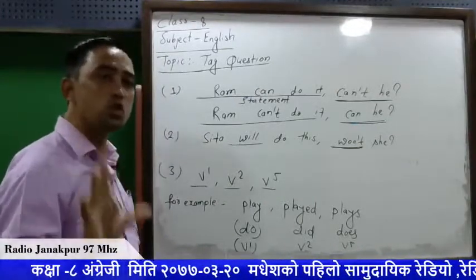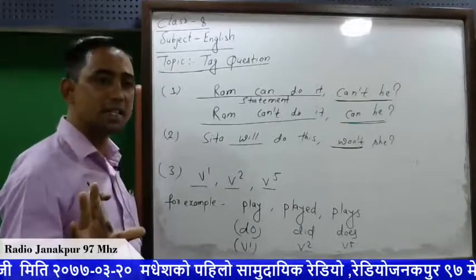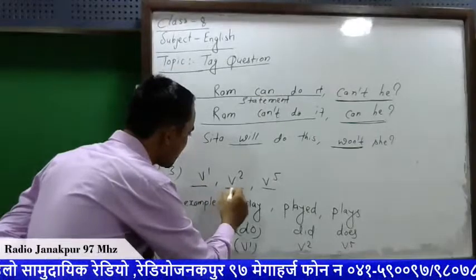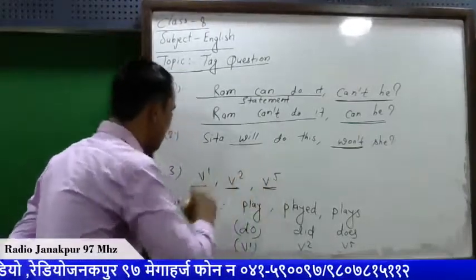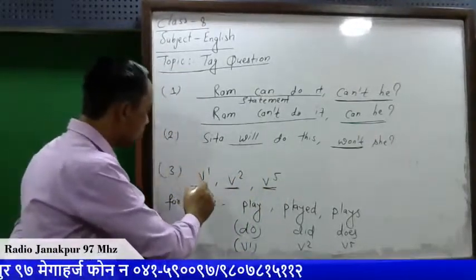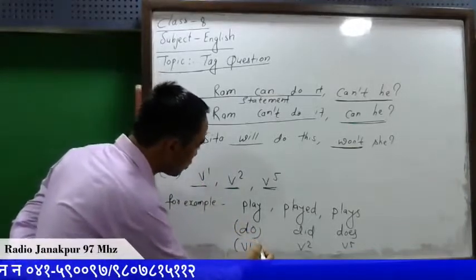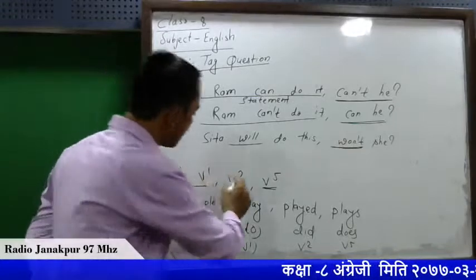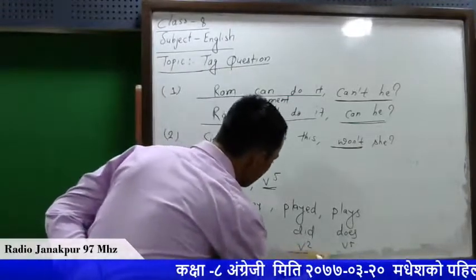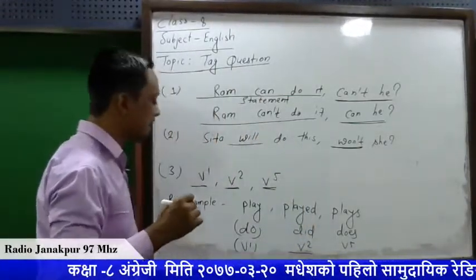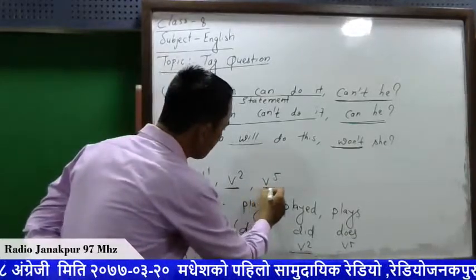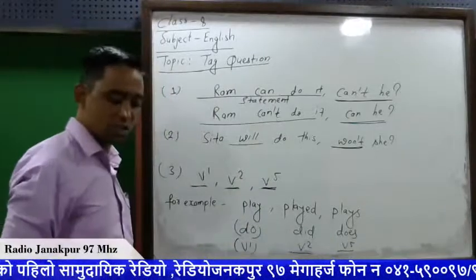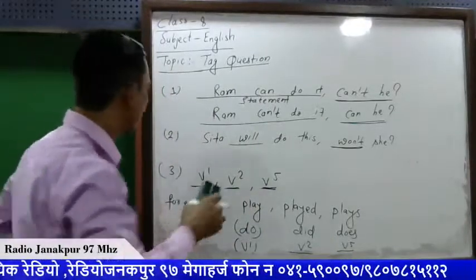If there is no auxiliary verb in the sentence, then there should be either V1 or V2 or V5. If there is V1, we have to take help of do verb in the tag question. If there is V2, we have to take help of did in the tag question, and if there is V5, we have to take help of does in the tag question. Let's see some examples.